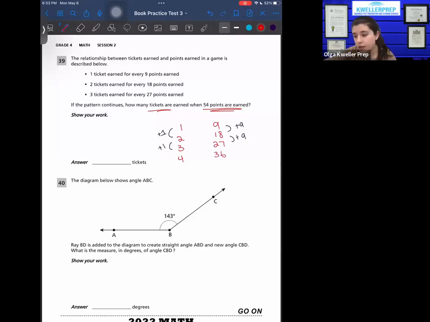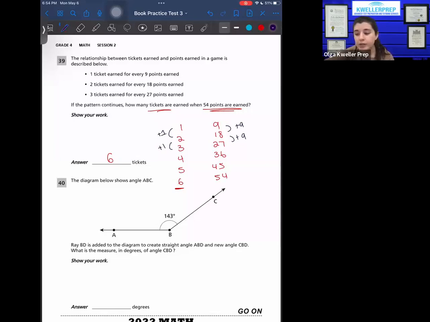36, good. And then what's going to happen when I get to 5? 45. And then when I get to 6, I'm going to get to what they want, which is 54. So 6 tickets are going to be earned for 54 points. So our answer is 6 tickets. So just drawing out a table like this alone would be sufficient to show your work if you show the +1 and the +9 like we did on the sides.